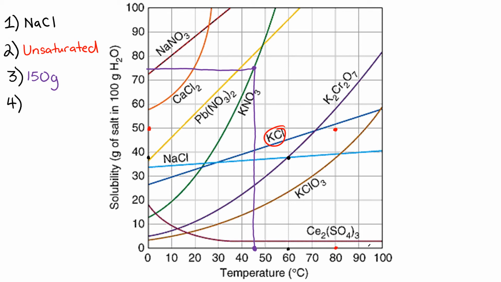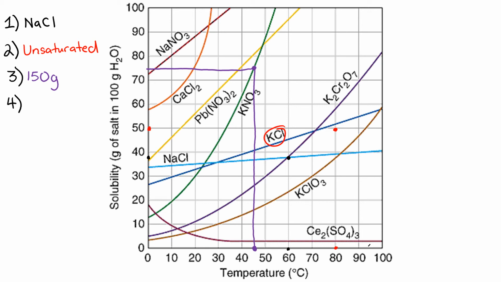Number 4, what is the solubility of potassium chloride at 80 degrees Celsius in 150 grams of water? Same way like the previous problem, we will simply multiply our answer by 1.5. So let's take a look.